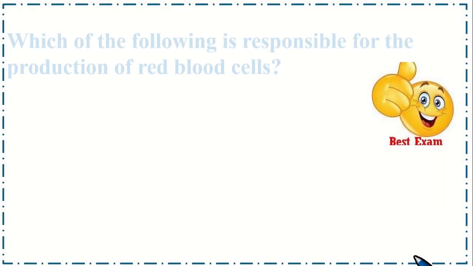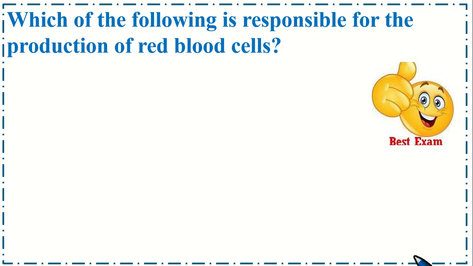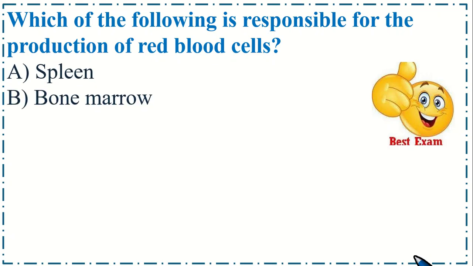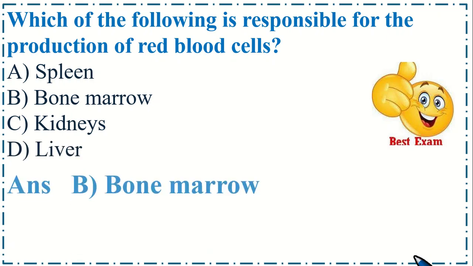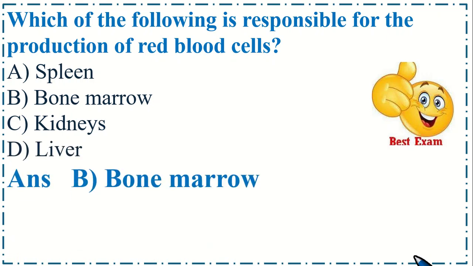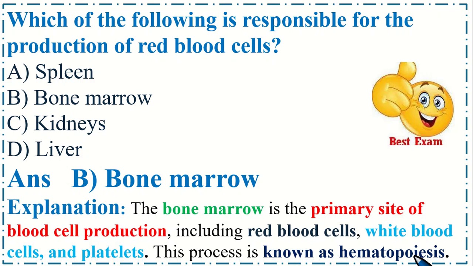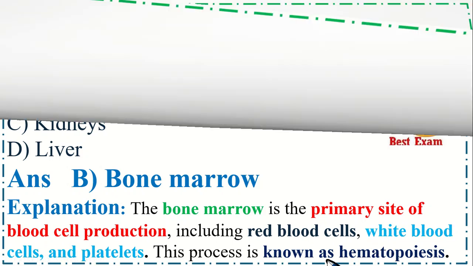Which of the following is responsible for the production of red blood cells? Option A spleen, B bone marrow, C kidneys, and option D liver. So the correct option is B bone marrow. The bone marrow is the primary site of blood cell production, including red blood cells, white blood cells, and platelets. This process is known as hematopoiesis.